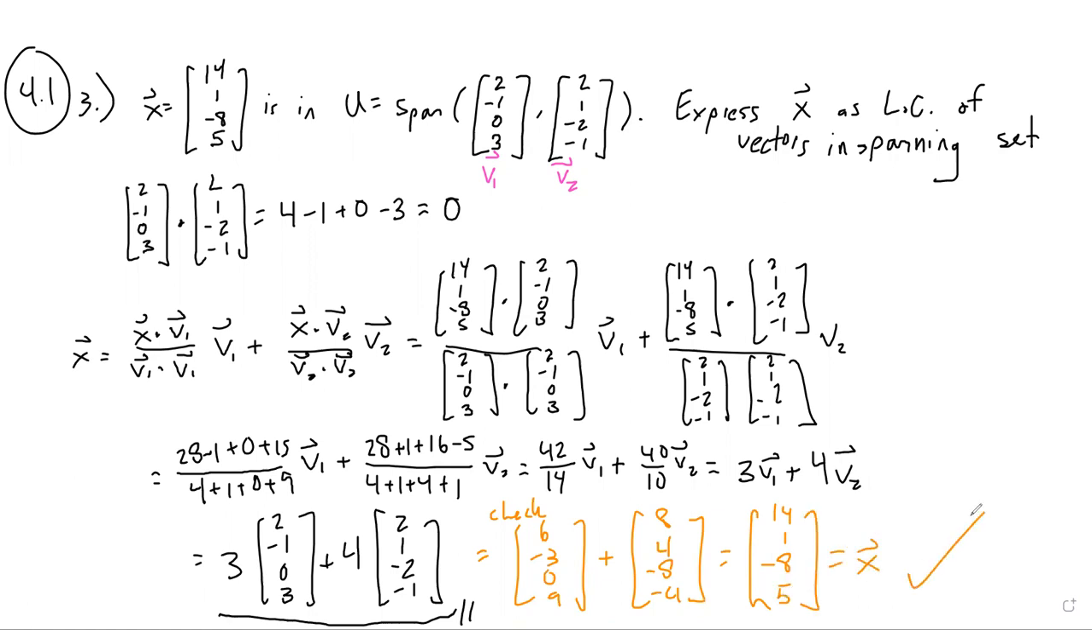That's it. So it makes sense. Because it's in that spanning set, we should be able to write it as a linear combination. And because the two vectors in the set are orthogonal to each other, we get to use this formula.